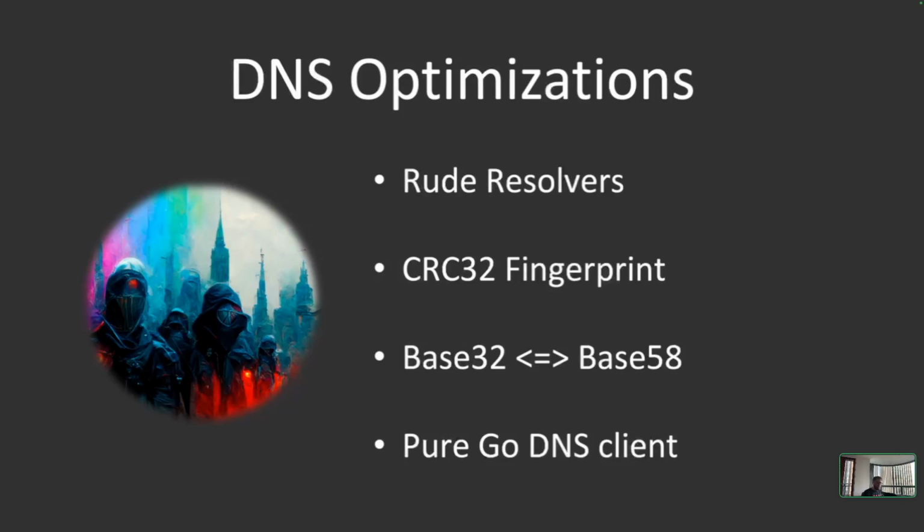Because CRC32 is 4 bytes, and an IP address is 4 bytes, it basically responds as an A record, as an IP. We just interpret the CRC32 as an IP address, right? Because they're both 4 bytes.